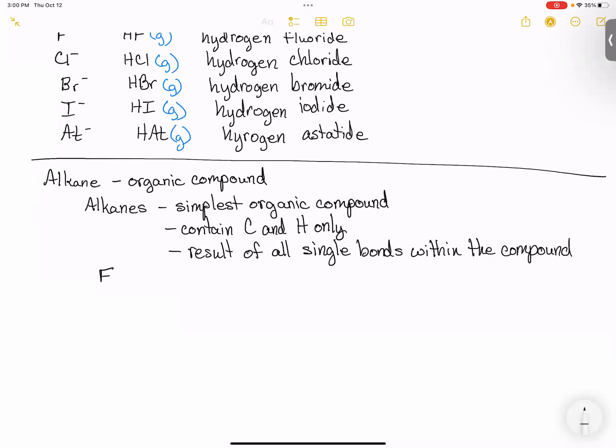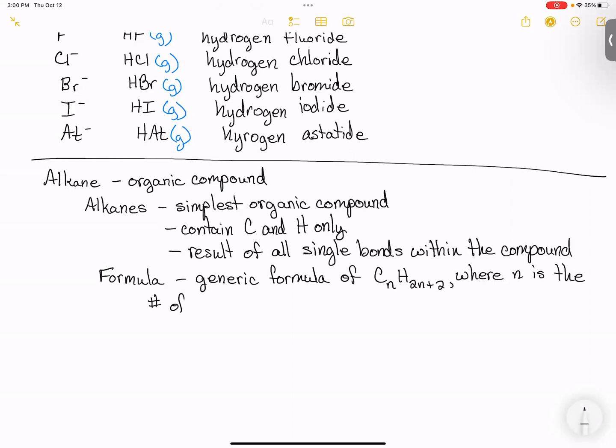For their formula, they have the generic formula of C subscript n H subscript 2n plus 2, where n is the number of carbon atoms. I'm going to leave a little bit of space, and I'm suggesting you leave a couple of lines because we'll come back and talk about how to name them. And that way you have all the instructions.